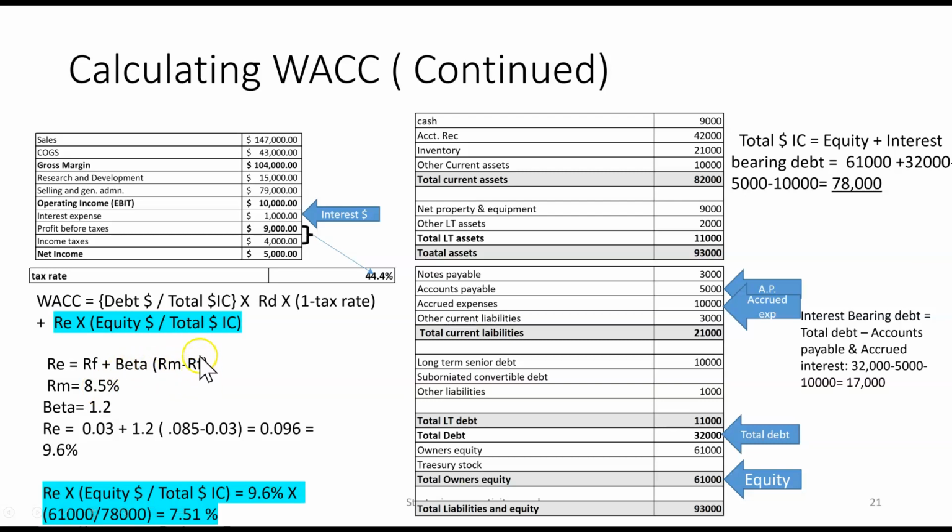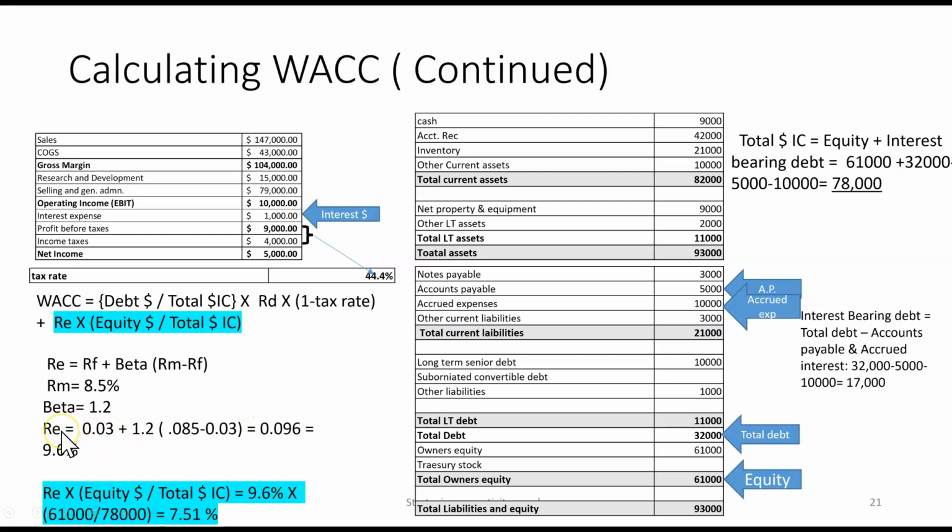RF, as I talked about, is the 10-year bond. It's around 2.8% right now, so we can call it 3%. Let's say the beta for this company is 1.2. So I have the beta of 1.2, RF is 3%, RM is 8.5%. Now if I plug it in, I'll get 9.6%.